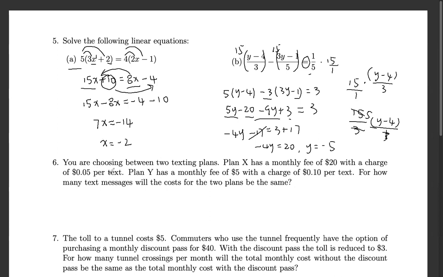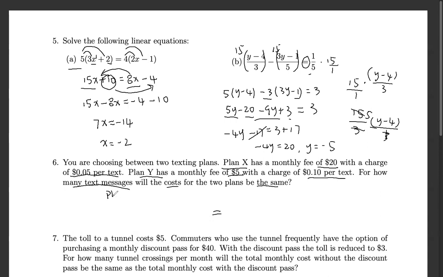Now let's see 6. 6 is a word problem. We have two plans. So plan X charges a monthly fee of $20 with a charge of 5 cents per text. So if we send one text, 5 cents, two texts, 2 times 5 cents, so on and so forth. Plan Y has a monthly fee of $5 only, but 10 cents per text. So if we send 5 texts, that costs us 50 cents. So the question is asking for how many text messages will the cost for the two plans be the same? To be the same means they equal each other.